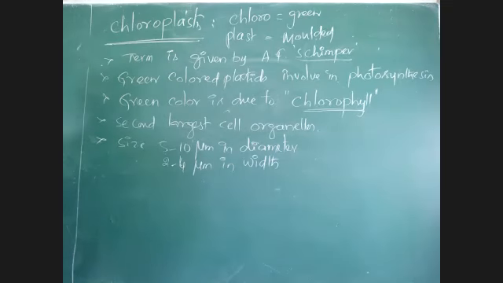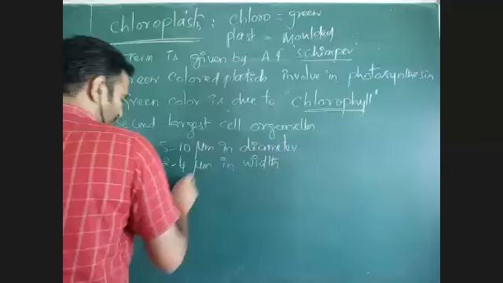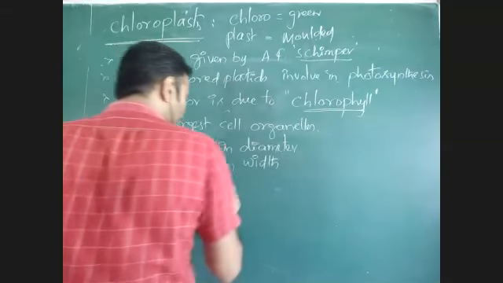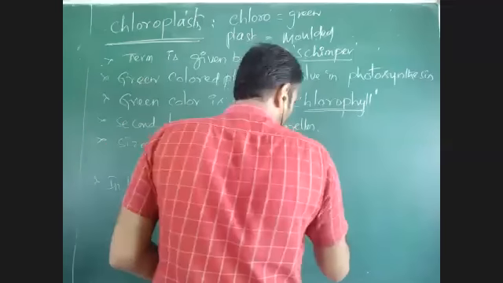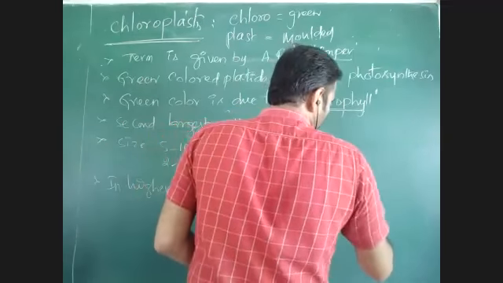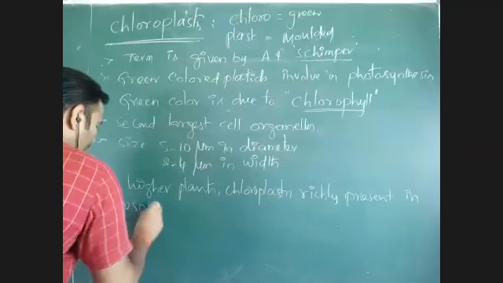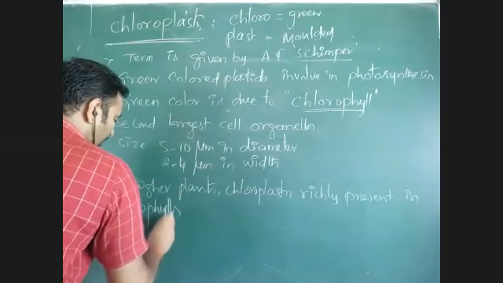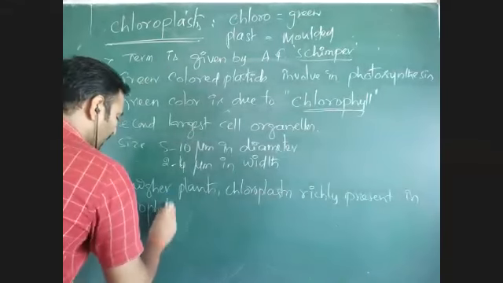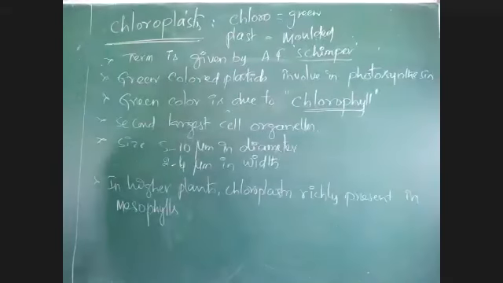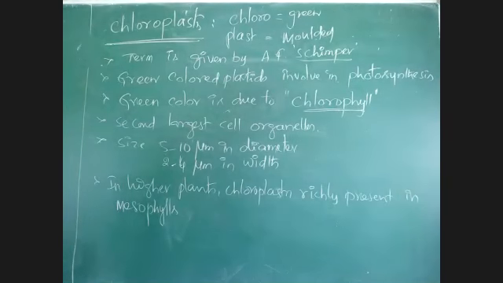Here, especially in higher plants, chlorophyll or chloroplast is richly present in a type of cells called mesophyll cells. Mesophyll cells are a type of cells which are present in leaves. In leaves, there are green photosynthetic cells. They are called mesophyll cells.